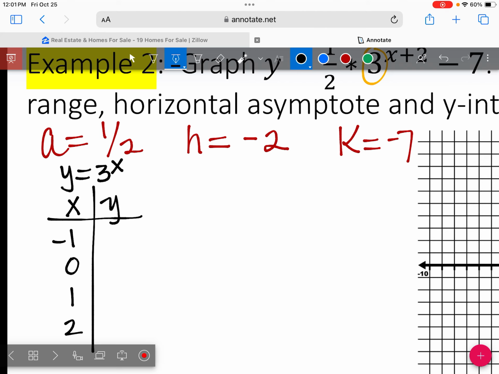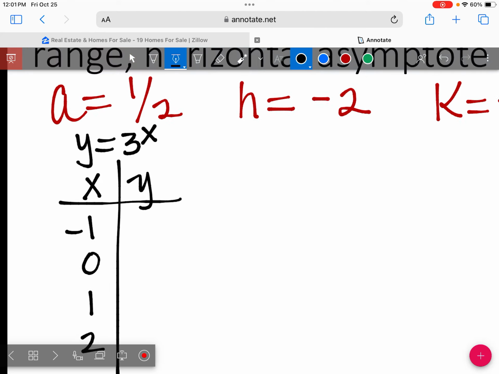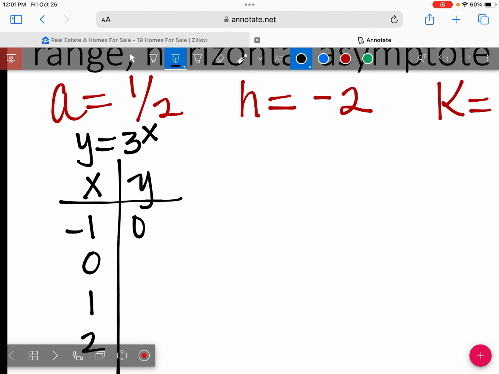So I got 3 to the power of -1, which is 1/3. I'm going to write that as a decimal because we usually like decimals better. Then 3 to the power of 0. Anything to the power of 0 is 1. And then 3 to the first, 3. And then 3 squared, 9.